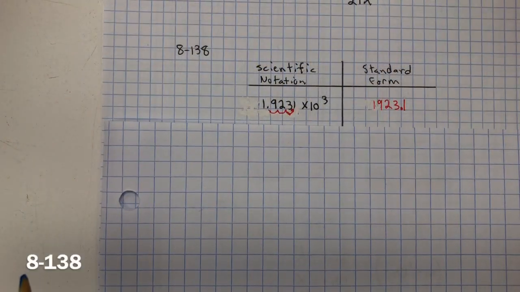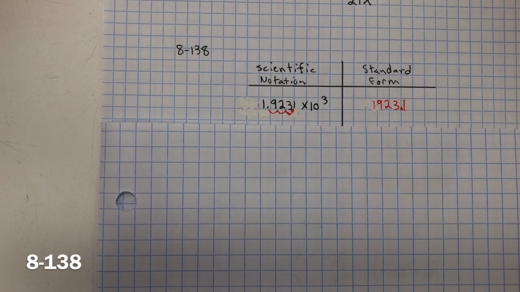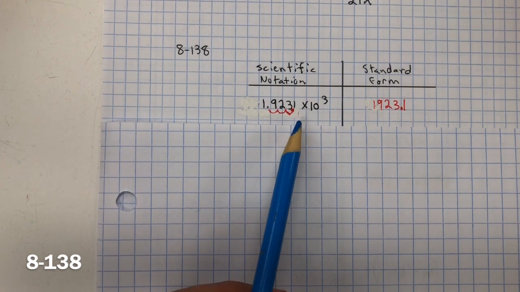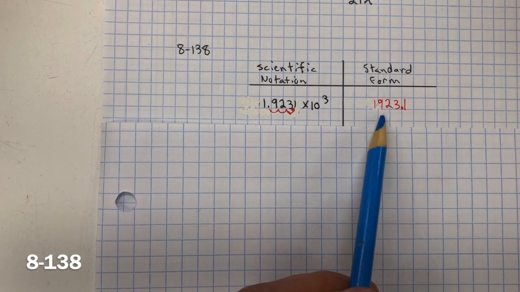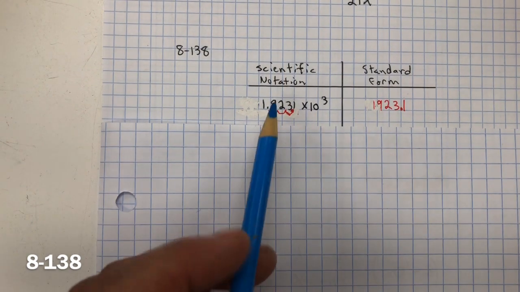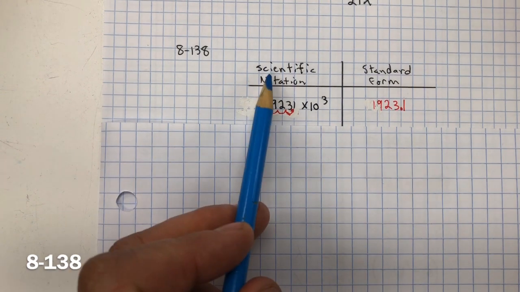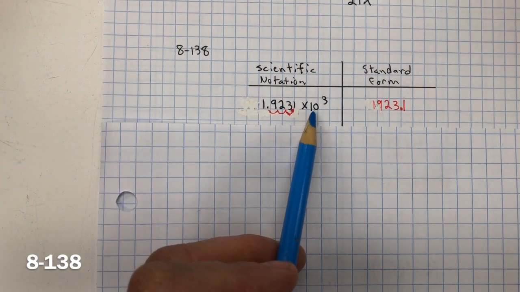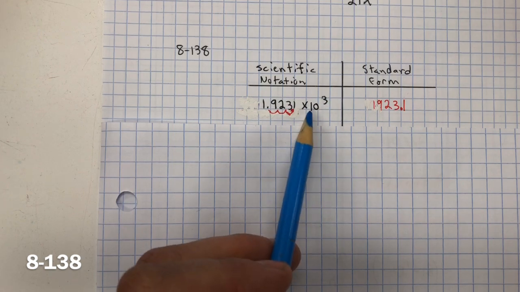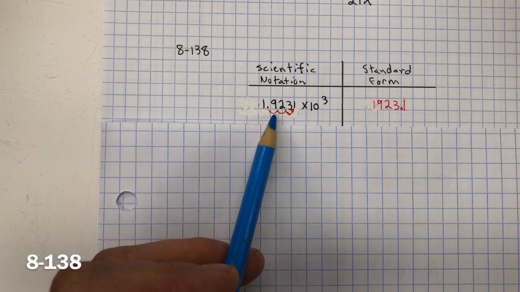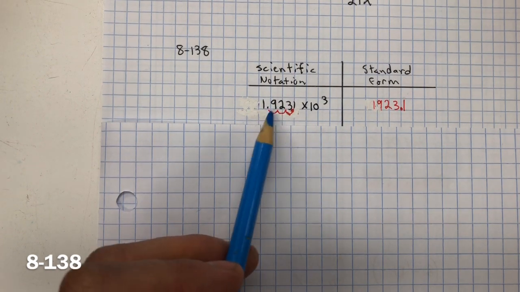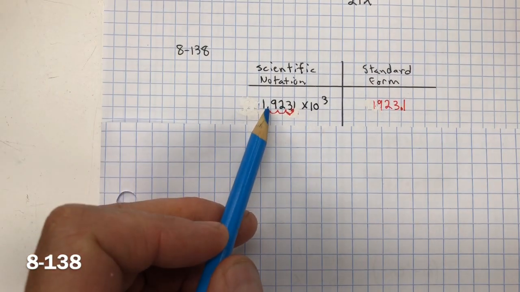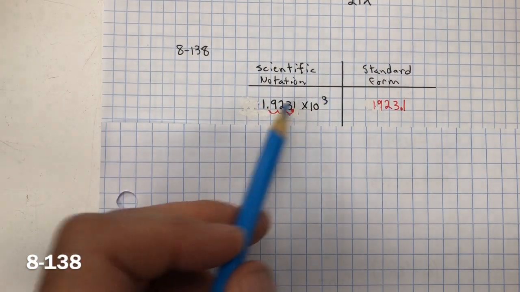In problem 138, you needed to complete the table. So in this one, you were given the scientific notation, and you needed to put it into standard notation. And the thing with scientific notation is I'm multiplying it by 10 to the third. Well, that's a 1 with 3 zeros. It's multiplying by 1,000. So I know that it's going to increase the value of this term. And it's going to increase it by 3 place values.